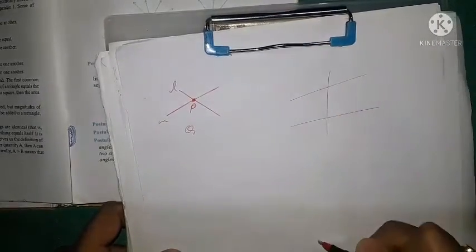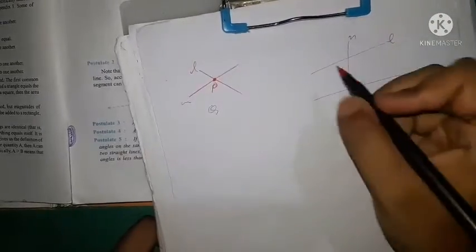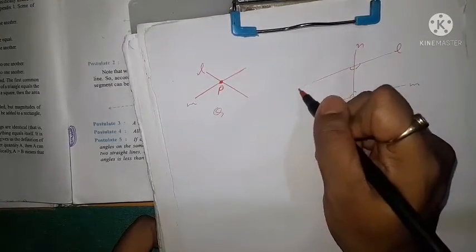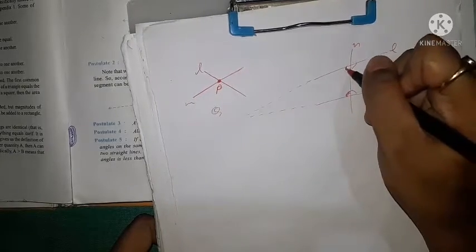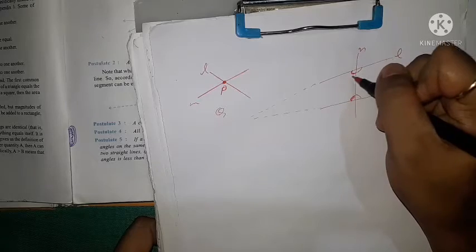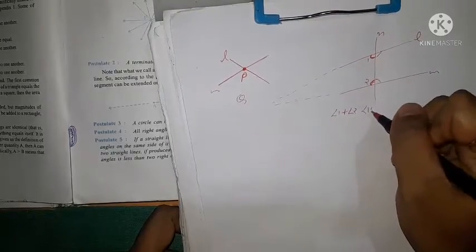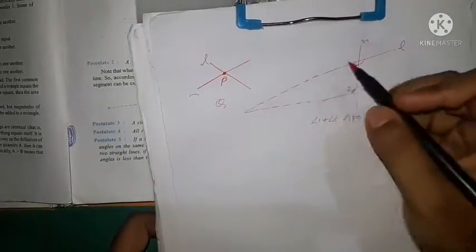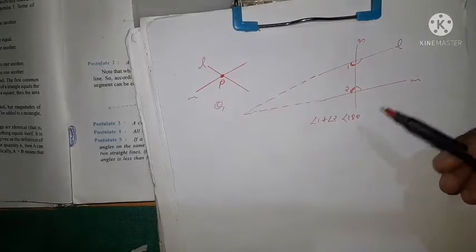That means two lines are given, and another line falls on them. Suppose this is the line L, this is M, and this is N. These are the interior angles. These two lines will intersect on that side where the sum of the interior angles on the same side is less than 180 degrees. Suppose this is angle 1 and this is angle 2. Here the sum, angle 1 plus angle 2, must be less than 180 degrees. Hence these two lines will intersect on this side. So this is the fifth postulate given by Euclid.